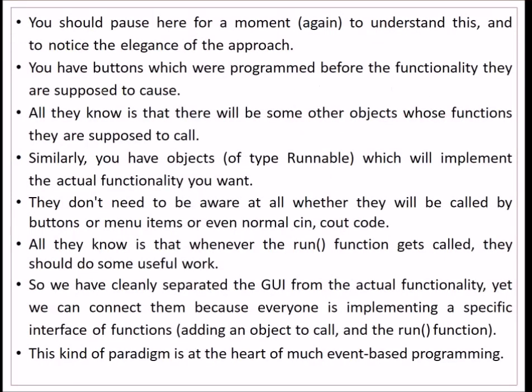So this you have seen, you have buttons which are programmed before the functionality they are supposed to cause. All they know is that there will be some other objects whose function they are supposed to call. So you have objects which we just made of type runnable, which will implement the actual functionality you want. They don't need to be aware at all whether they will be called by buttons or menu buttons or any other thing. So all they know is that whenever this run function gets called, they have to do some useful work. So we have cleanly separated.